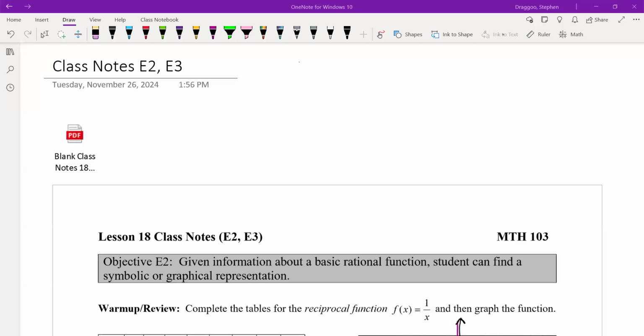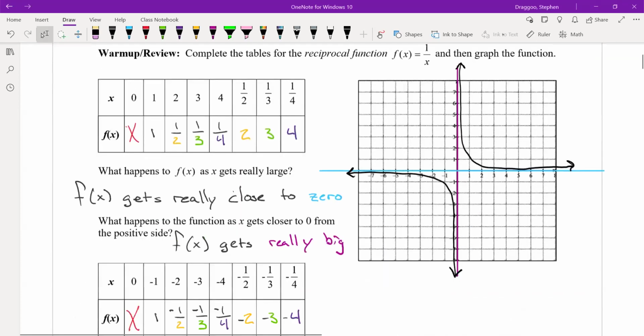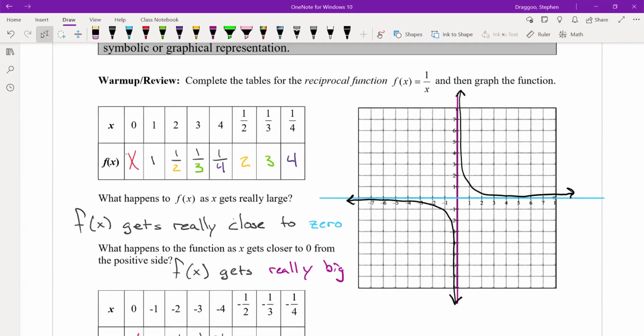Right, here are the class notes for objectives E2 and E3. We're going to be looking at graphs of the basic rational functions, 1 over x and 1 over x squared, and then transform those. So the first function we're going to look at is 1 over x.